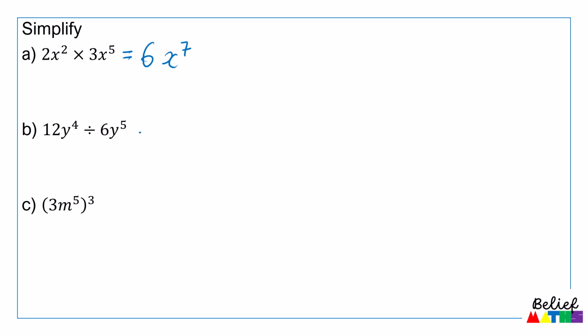The second one, again doing the same thing with our coefficients. 12 divided by 6 is 2, and then we're going to subtract our powers here, and we get y to the power of minus 1. So we can have 2y to the minus 1.